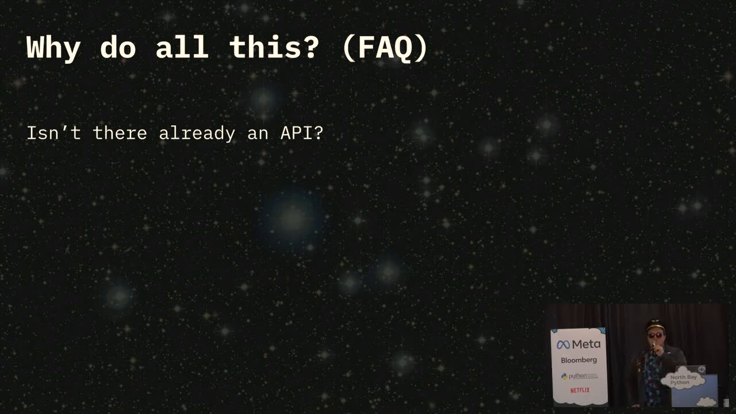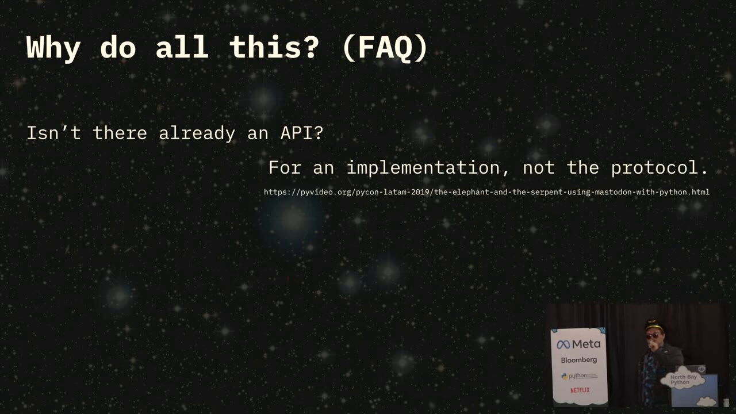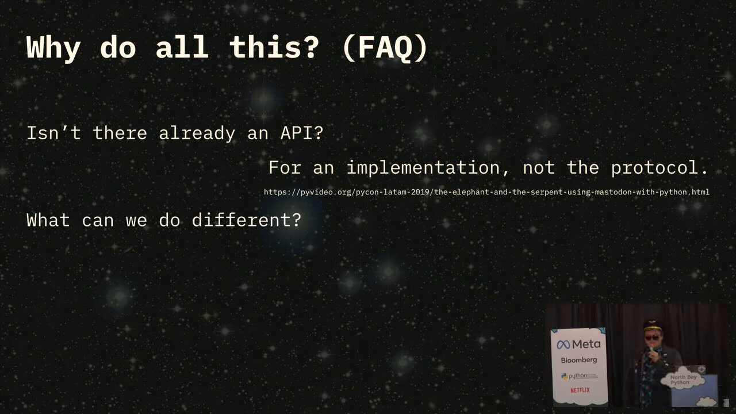I want to talk briefly about why you would do all this. So first and foremost, a question I often get, isn't there already an API? There is already an API for the implementations and less so the protocol, because responding to the protocol often requires standing up your own server. The most common Fediverse implementation at the moment is called Mastodon. Mastodon comes with a very robust API. You can see another talk that's linked here for how to communicate in Python directly with the Mastodon API. And that will work if you are trying to behave as though you are a client strictly on the Fediverse. However, by speaking ActivityPub directly, we can do much more interesting things.